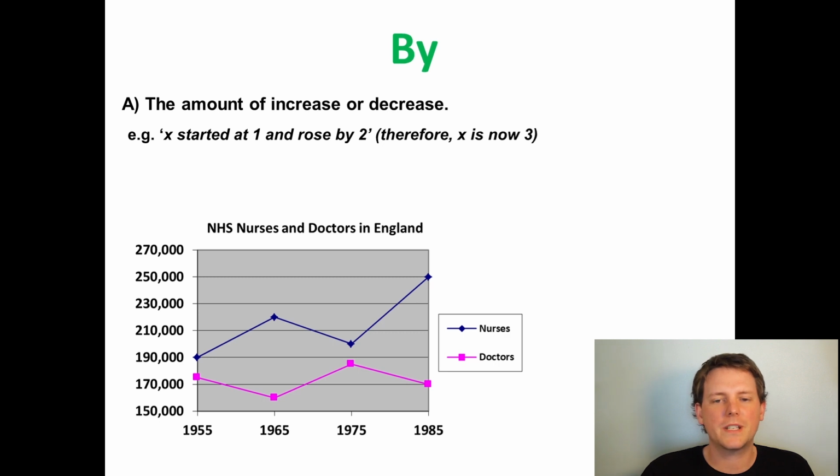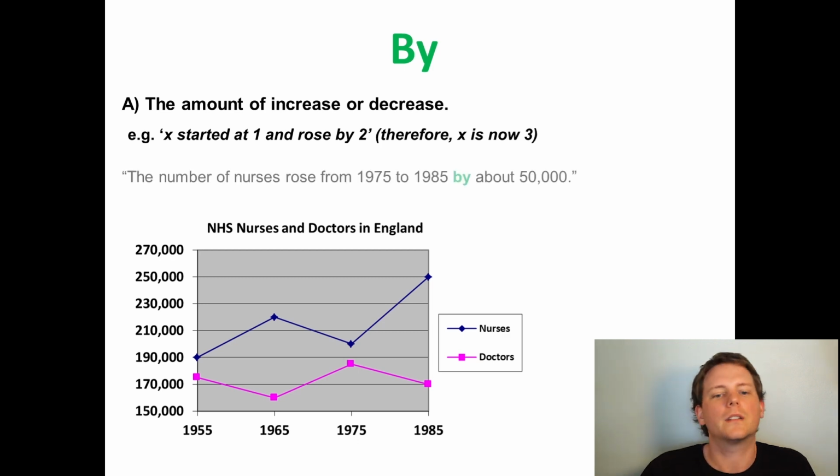Okay, next preposition is "by". The amount of increase or decrease. X started at 1 and rose by 2. Therefore, x is now 3. So 1 rose by 2, 1, 2, end result is 3. That's what "by" means. The number of nurses rose from 1975 to 1985 by about 50,000.